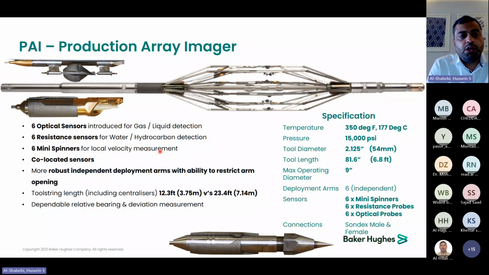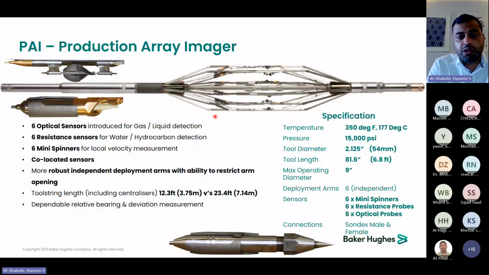The next tool, the new generation that we have, is named PAI, Production Array Imager. What we are trying to do in this tool is combine all three modules in one module. So you can see now all these 6 arms. Every arm has 3 sensors, starting from the spinners, which is similar to what we have in MAPS. It is basically for velocity measurements.